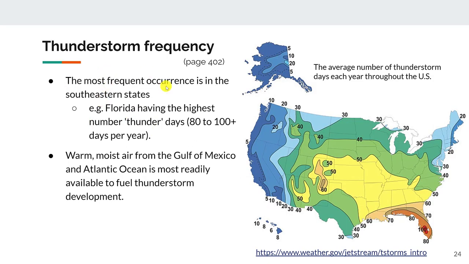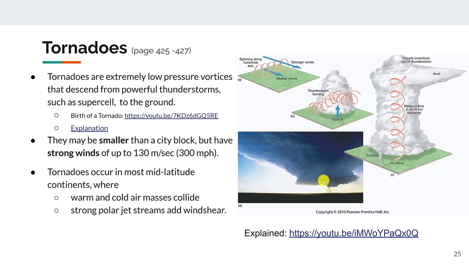And where you see most thunderstorms, of course, is Florida, because there is a lot of warm air over there. But you can see in front of the Rocky Mountains, on the east side of the Rocky Mountains, you also have a relatively higher number, because air rises up against the mountains. So that's another region where you see a lot of thunderstorms.